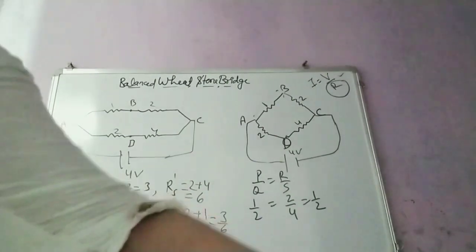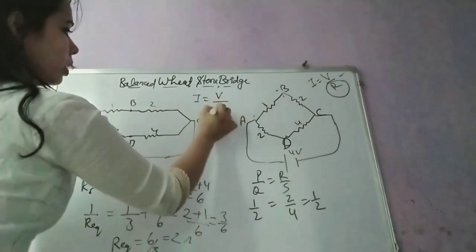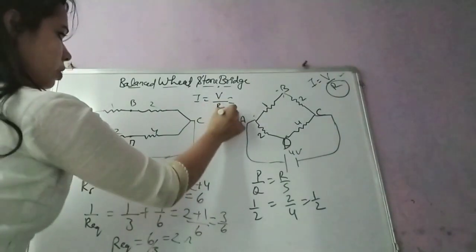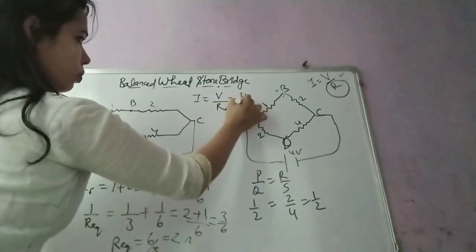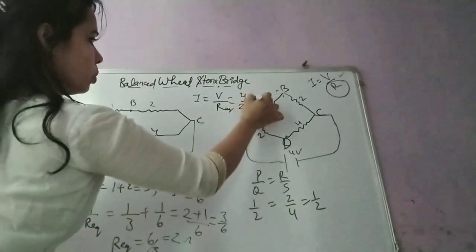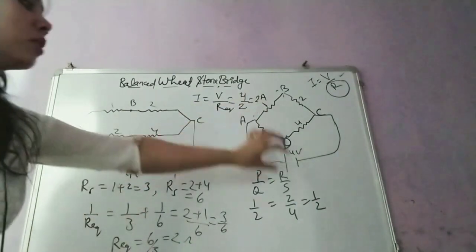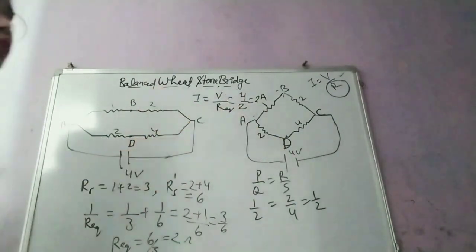Now you can find the current I equals V upon R. So V is 4 volts. So 4 divided by the equivalent resistance 2. So current is 2 ampere. So the answer is: the current from the battery is 2 ampere.